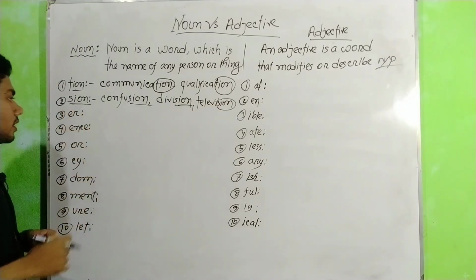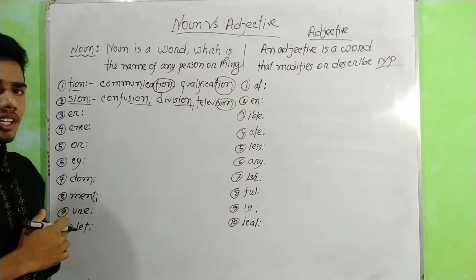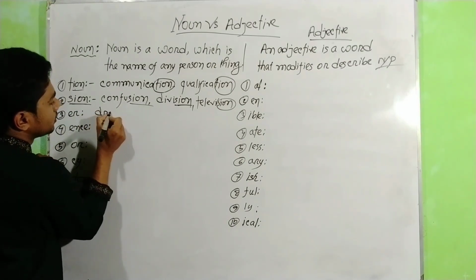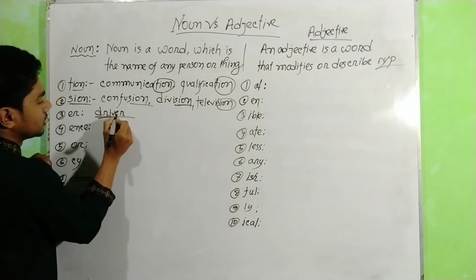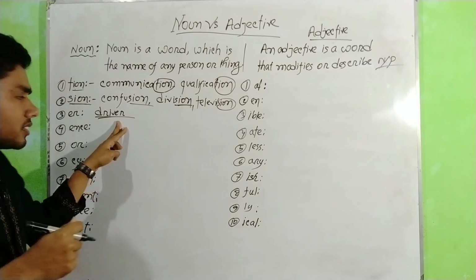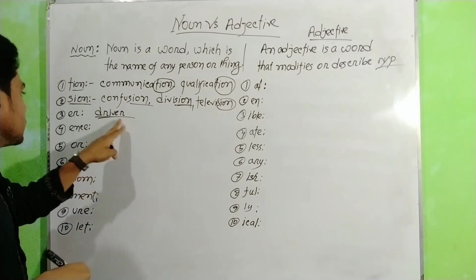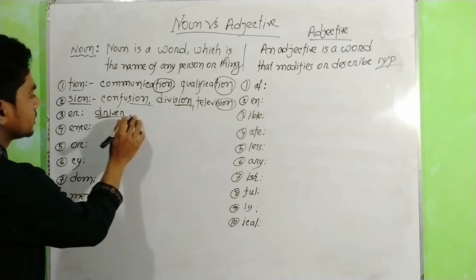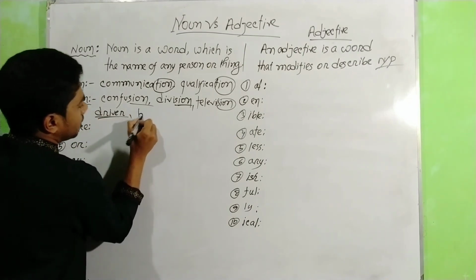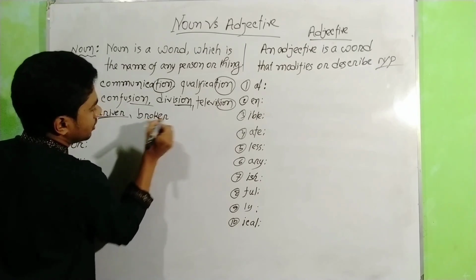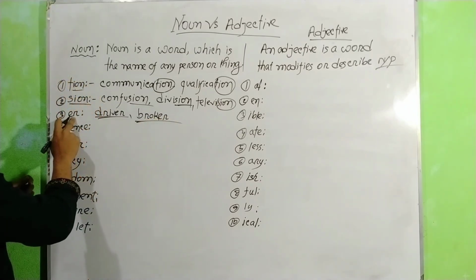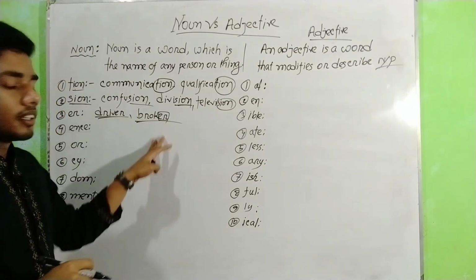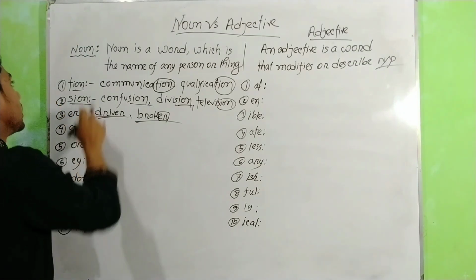Let's look at number three, er. Say any word that ends with er. You can say driver. What is a driver? A driver is also a noun. Who is a driver? A driver is the person who can drive a bike or car. Or you can say broker. So this ends with er. If you see any word that ends with er, you are sure that this word is a noun.